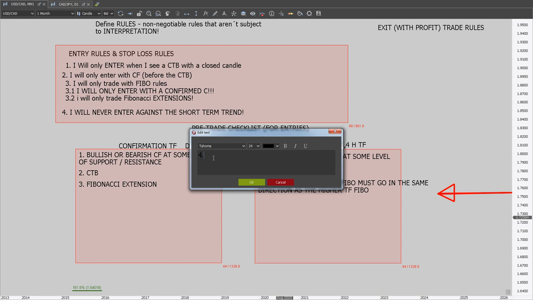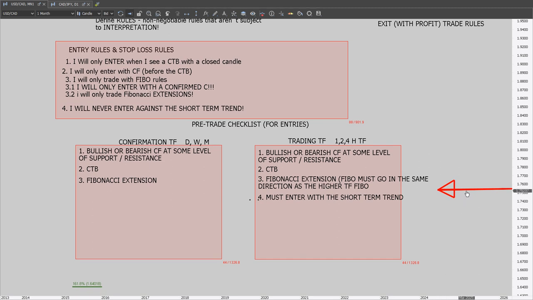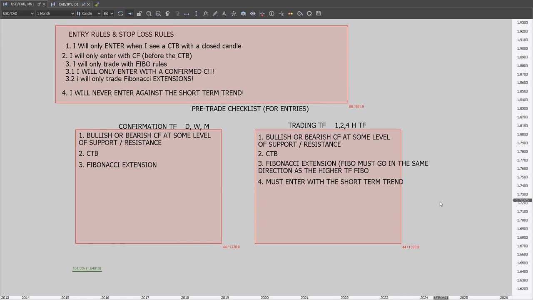Okay, number four is going to be just on the trading time frame. Number four must enter with the short term trend, meaning market must make higher highs and higher lows. So this is number four, must enter with the short-term trend, not against, right? So number four is meaning I'm not going to enter against the short-term trend, okay?